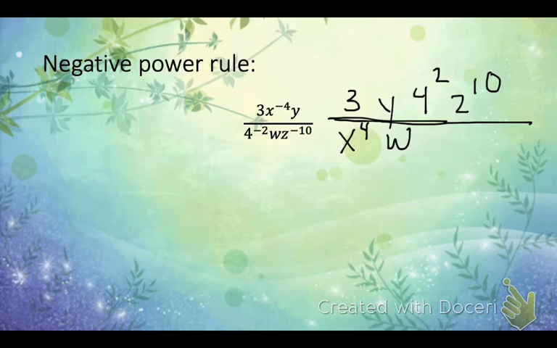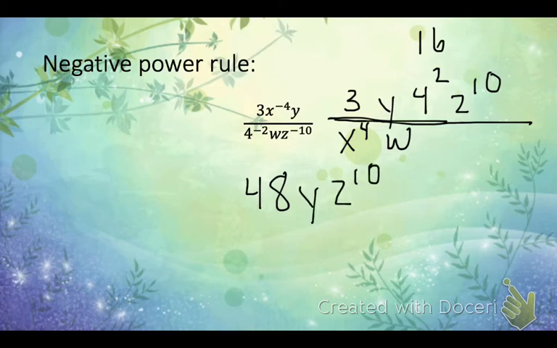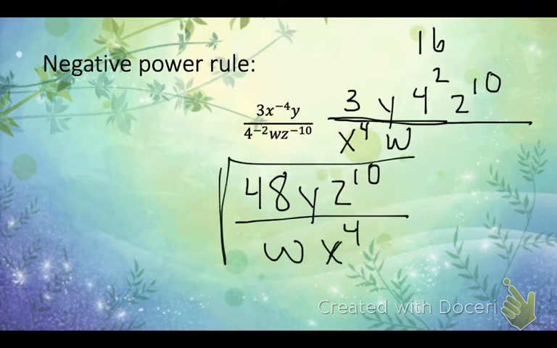I need to multiply my numbers together, and then I need to write my variables in alphabetical order. So, at the top I have 3 and 4 squared. So 4 squared is 16. So 3 times 16 is what I would need to do next. And that's 48. So I get 48. Okay, y comes before z, so I go y, z to the 10th, over w, x to the 4th. And that is my simplified form. Okay, I just moved things from top to bottom or bottom to top if they were negative.